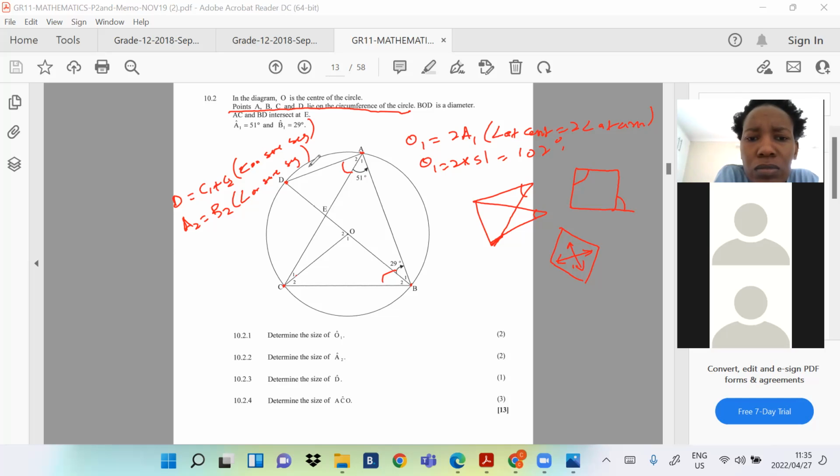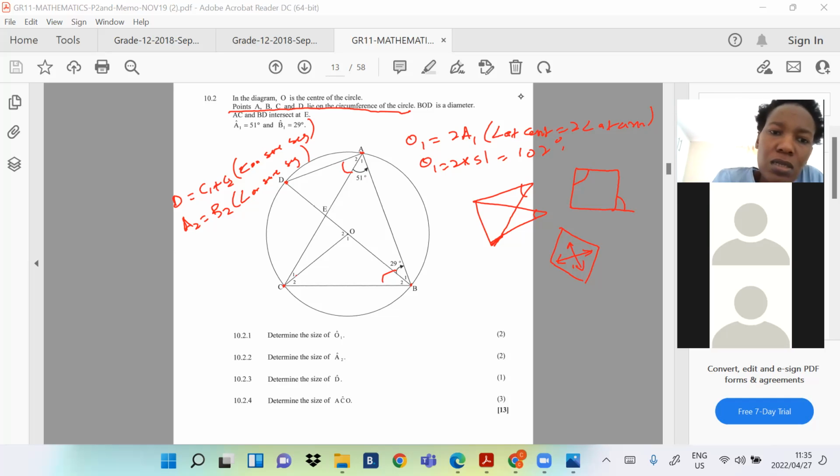A2. Okay, we want A2. Can you see where A2 is? Can you see A2 is sitting on a radius? Yes. B2, I mean, not A2. Can you see B2 is sitting on a radius?